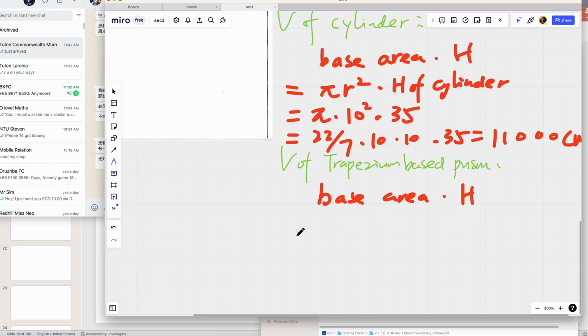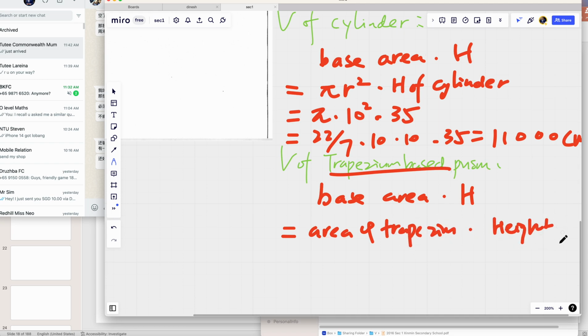Okay, so the base area, in this case the base is the trapezium. You see, they tell you. So that means you need to find the area of the trapezium, times the height of the trapezium, right?